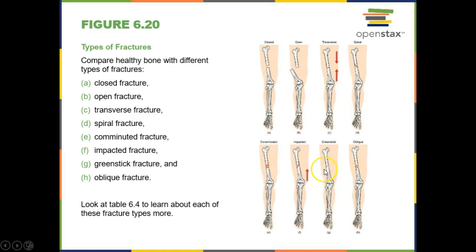A greenstick fracture is a fracture where one portion of the bone breaks and on the other side it just bends. This is often seen in children because their bones are a lot weaker and thinner than adult bones. And then an oblique fracture is a fracture that is found at an oblique angle.